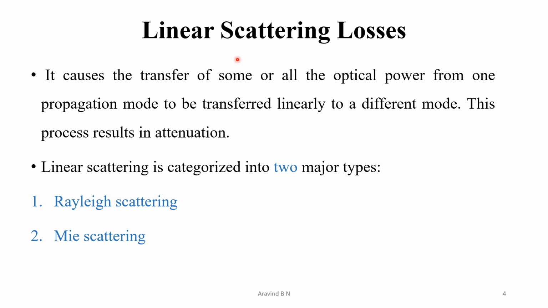Let us start with the linear scattering losses. Linear scattering losses cause the transfer of some or all the optical power from one propagation mode to another propagation mode in a linear manner. So this process causes the attenuation. There are two types of linear scattering. First one, the Rayleigh scattering, and second one, the Mie scattering.